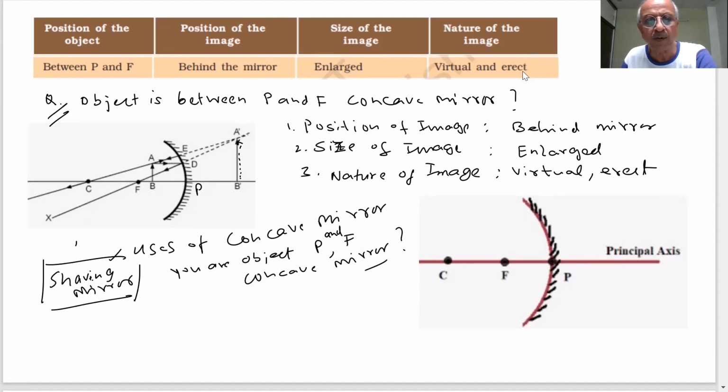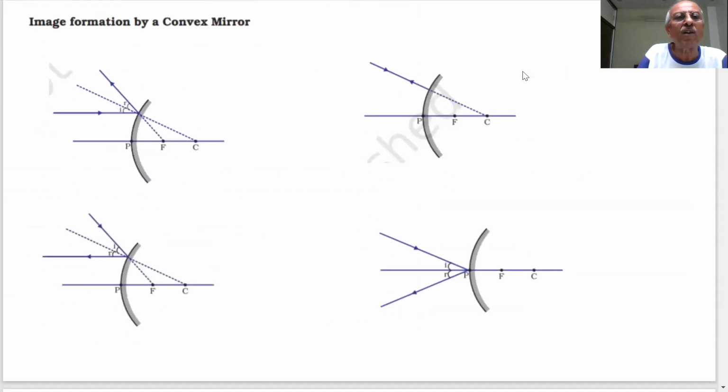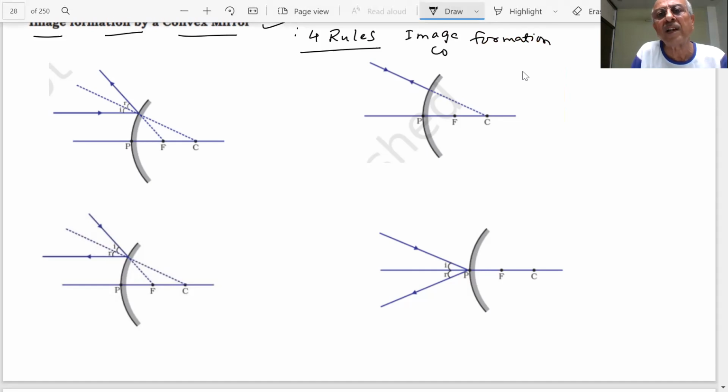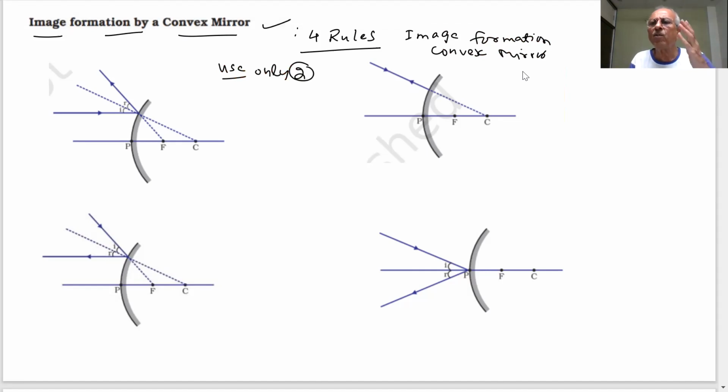All right, now let us go to the question we are coming to. Today's intention is image formation by a convex mirror. How many rules did I tell you? Tell me. So, 4 rules, to be used for image formation by a convex mirror. How many will you use for every ray diagram? Out of the 4, how many will you use? Only 2. We need 2 rules. When the 2 rays intersect, that will be the point of image formation.